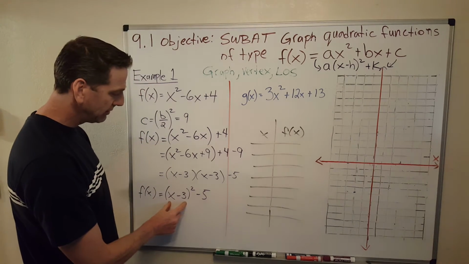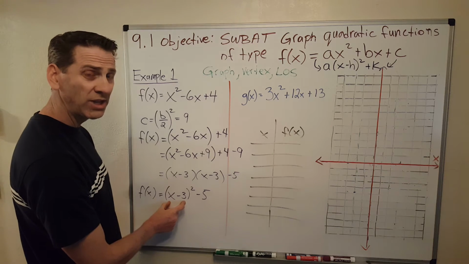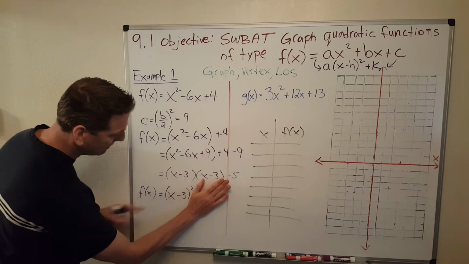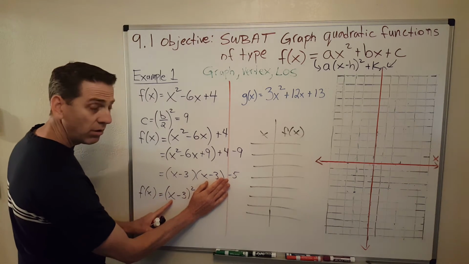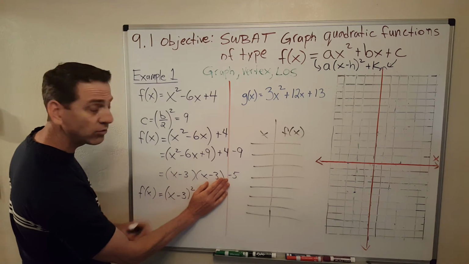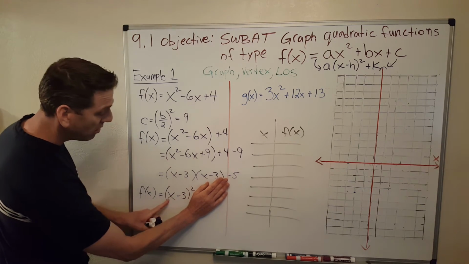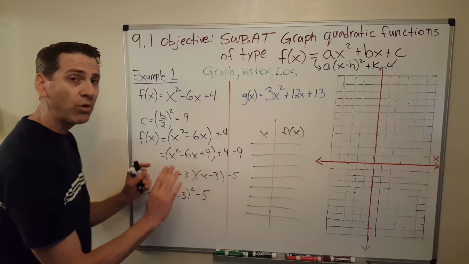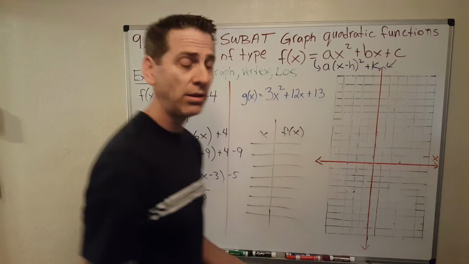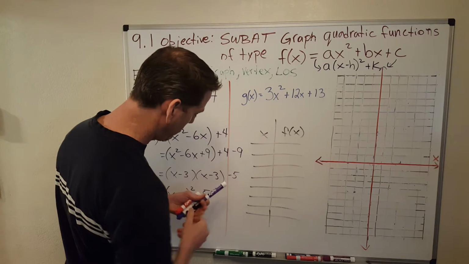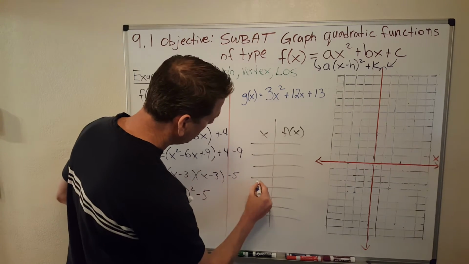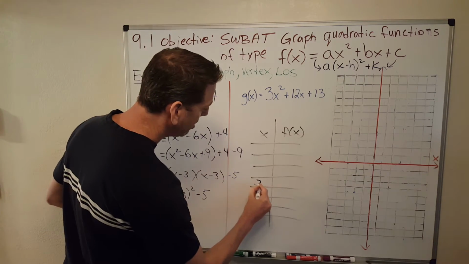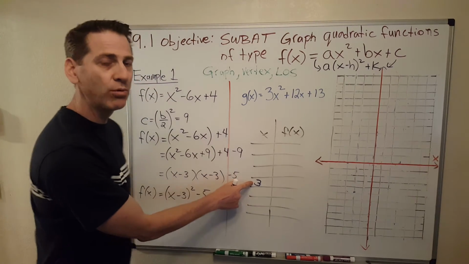Well, look at this. I know that my horizontal shift is going to be, well, what number would make this right here equal to 0? Can you think of a number that would make x minus 3 squared 0? Well, x needs to be 3. 3 minus 3 is 0. So I know that I'm going to have a horizontal shift of positive 3. So that means I'm going to put 3 right here. That's going to be my line of symmetry at x equals 3.